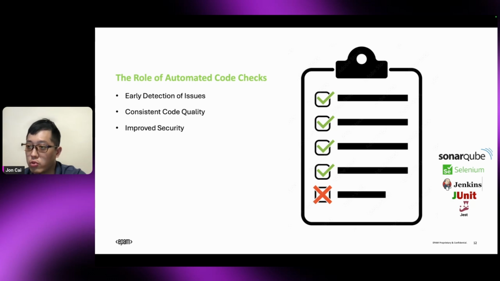So in conclusion, automated testing and code checks are essential for safeguarding business by ensuring the quality, security, and performance of software systems. By leveraging advanced technology and best practices, businesses can reduce the risk of defects, vulnerabilities, and performance issues.